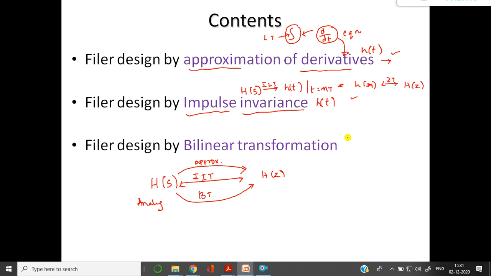After that, we'll be left with only one unit, which is once again very easy: the IIR to FIR conversion. So with this, let me stop this class here itself.